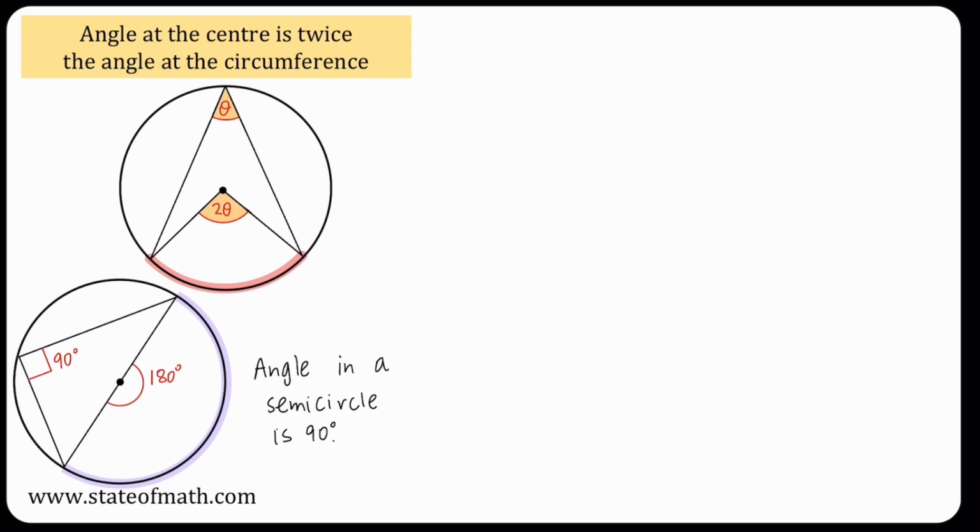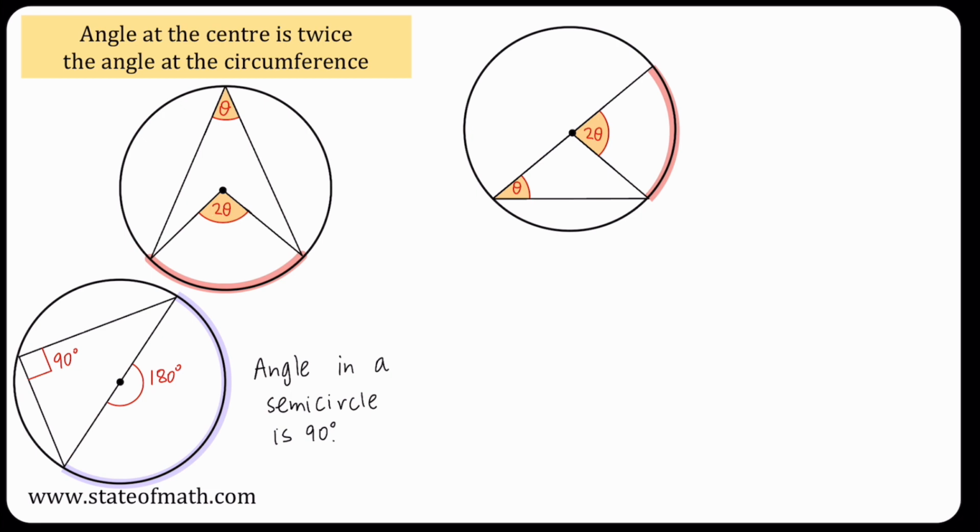Now we have to be careful every time that we are thinking of using this angle at the center being twice the angle at the circumference to make sure that we identify the arc which is subtending the angle. So one example is this one. We've got this arc here which is subtending an angle of theta at the circumference, and therefore this angle at the center should be 2 theta.